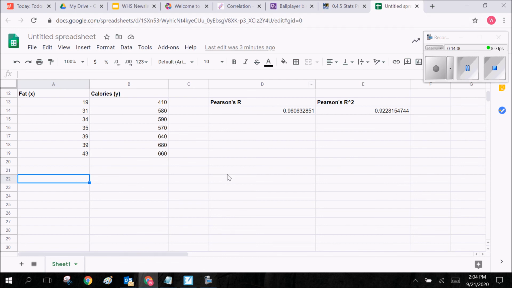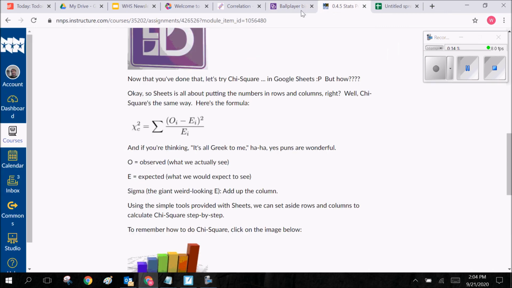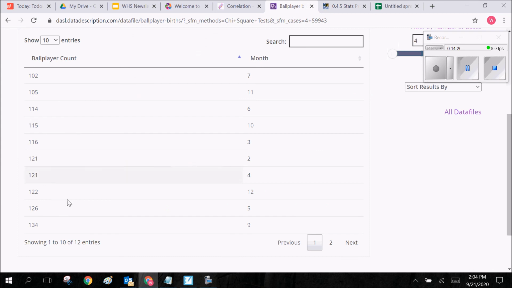So to do chi-square, we've got our observed values. These are the number of ball players that we see for each of these months, right? So is there a difference between the number of ball players that are born in any one month? Well, that's our observed. So what would we expect if there was no relationship between the month you're born and whether or not you become a baseball player? Well, what we would expect is that there would be an equal number of baseball players, or generally an equal number of baseball players per month.